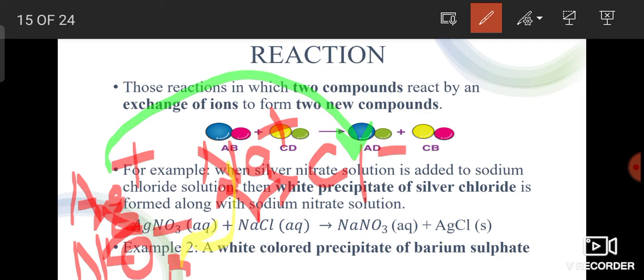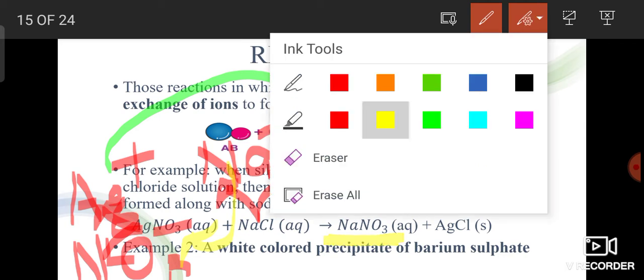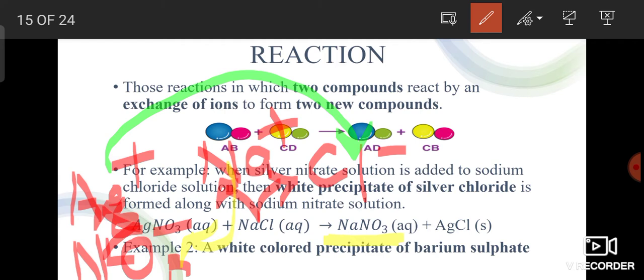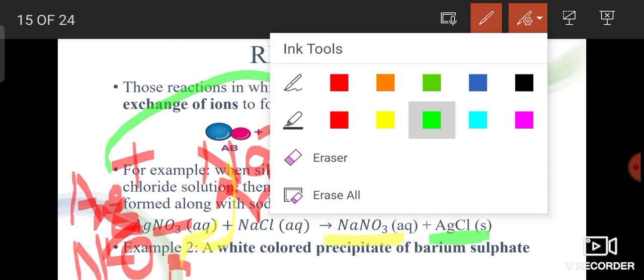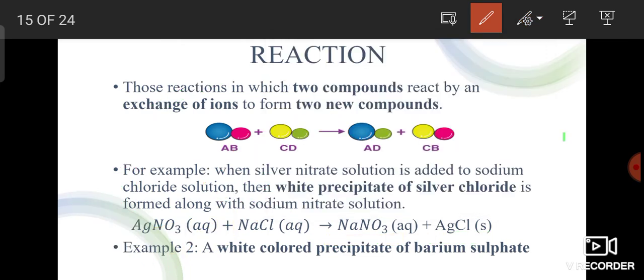Now when sodium ion combines with nitrate ion, the product that you will get is sodium nitrate. And when silver ion combines with chloride ion, the product that you will get is silver chloride. So this is how it happens. The exchange of ions will take place. The cation from reactant 1 will chemically combine with the anion from reactant 2. So this is how exchange of ions takes place. I hope it is clear. Moving on to the next example.